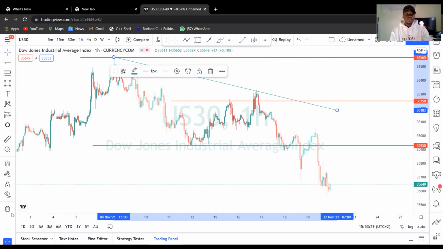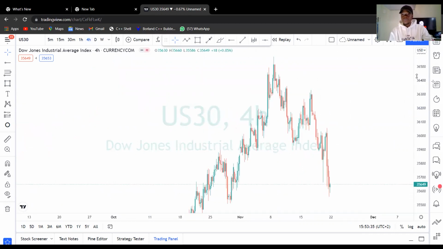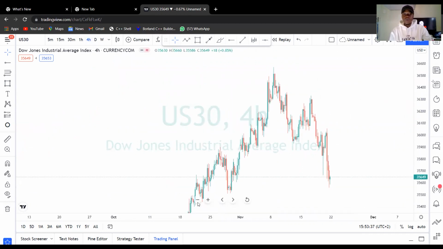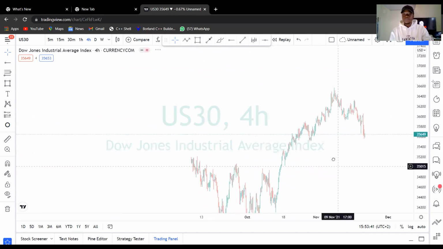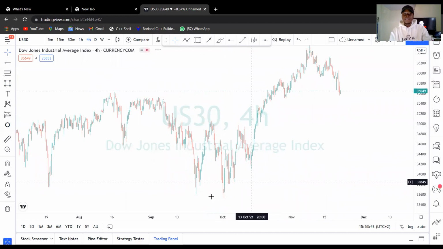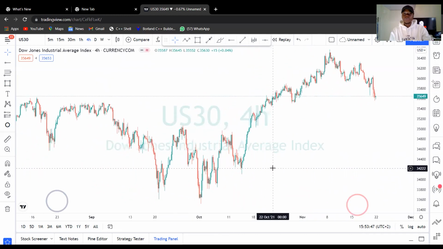So let's just go and analyze your US30. On your US30, we're gonna start our analysis on your H4 time frame. On an H4 time frame, let's just go and zoom out so that we can see the whole picture in the market. So let's just zoom out. Right now we are having something very interesting on US30.